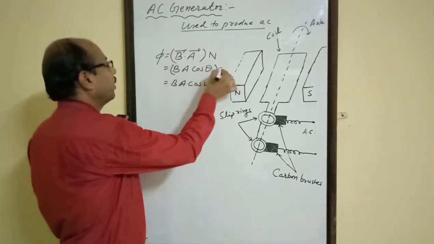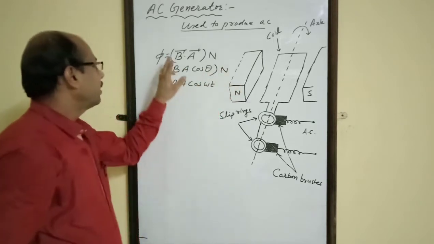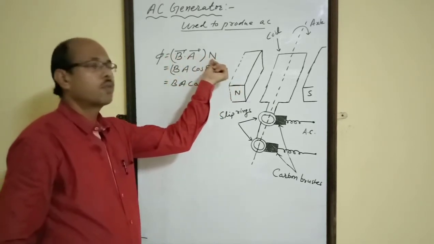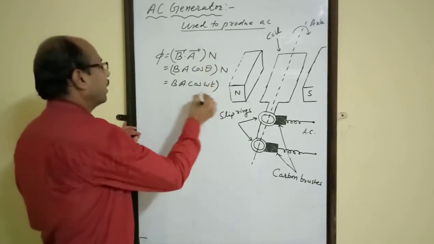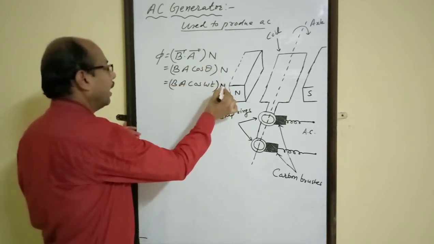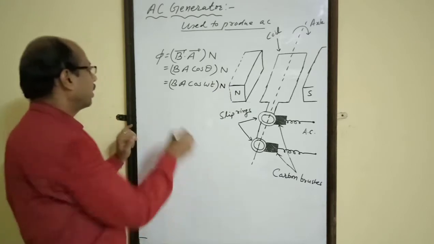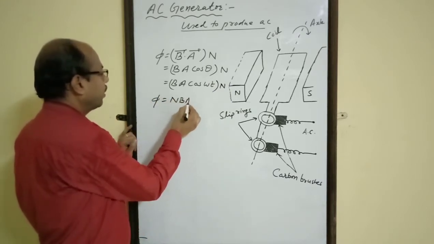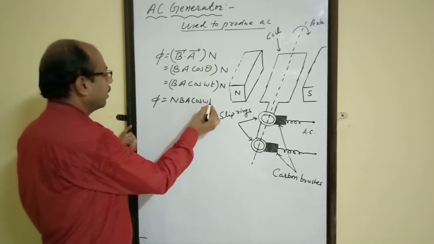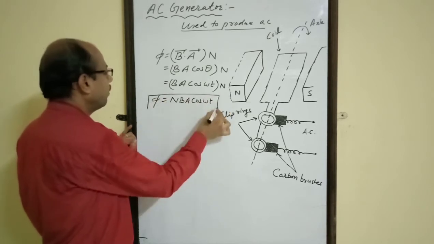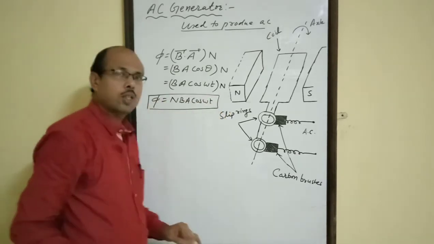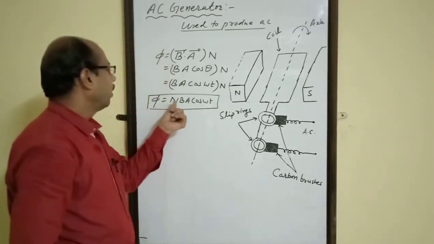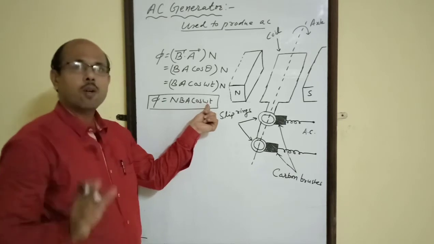So this is the flux for a one-turn coil, and for n turns we have to multiply it by n, where n is the number of turns. Therefore, finally we can write phi equals nBA cos omega t. This is the magnetic flux associated with the coil at any instant of time.